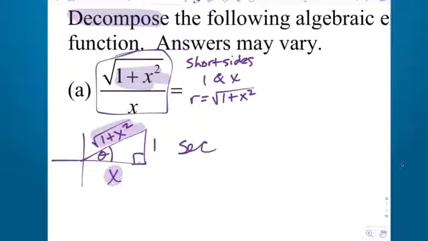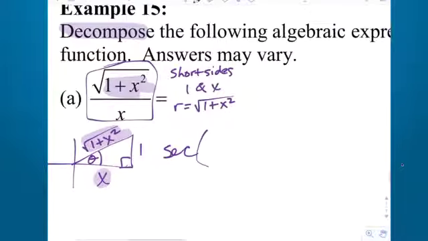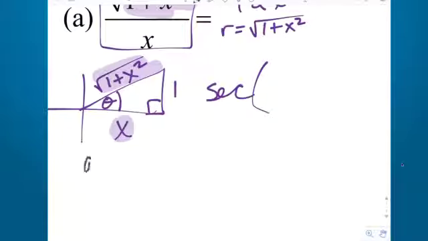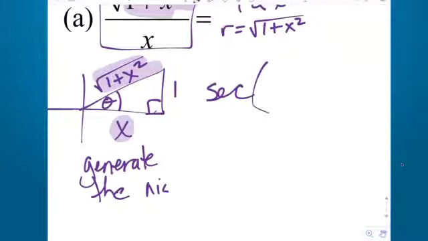So we're going to work from the outside in because we're doing it backwards. So the last thing I'm going to do is take the secant ratio, which should give me the radical over x. Now what I need on the inside is an inverse trig function that will generate that ratio. And so what you want to do is generate the nicest ratio.